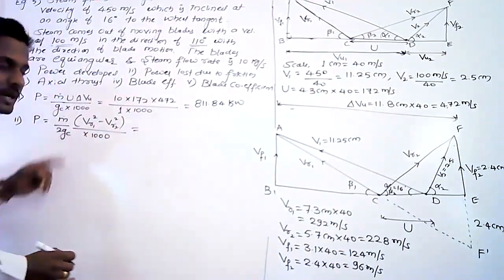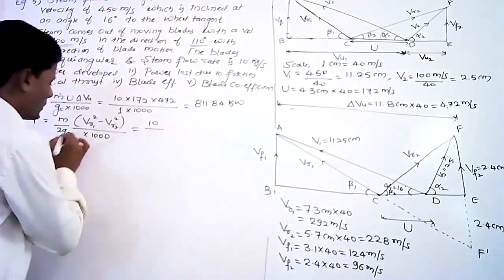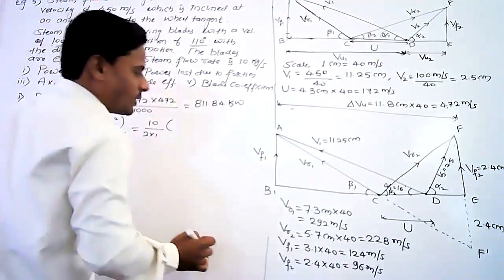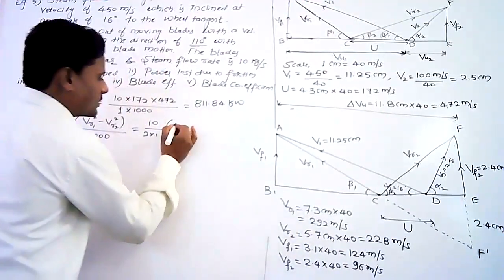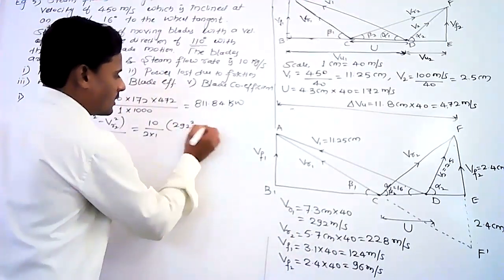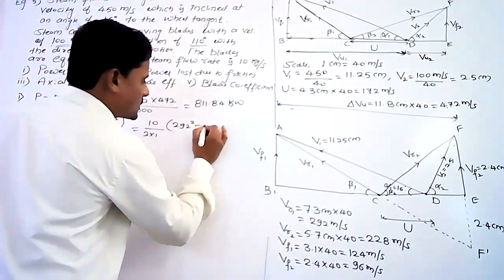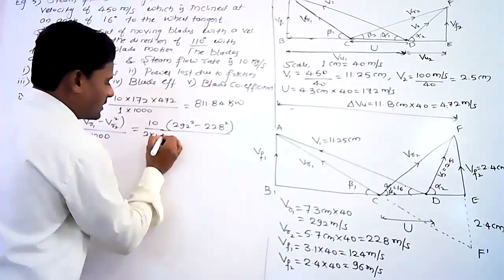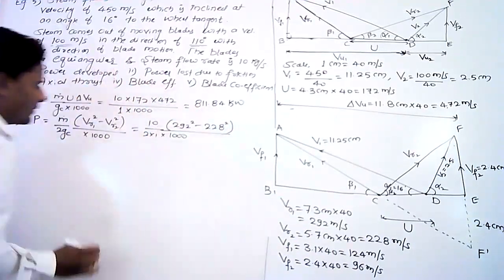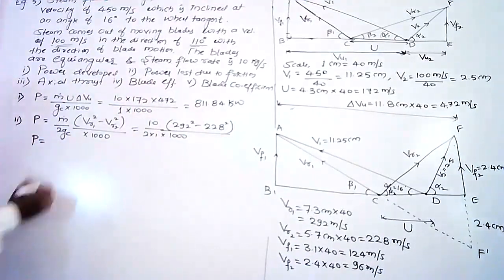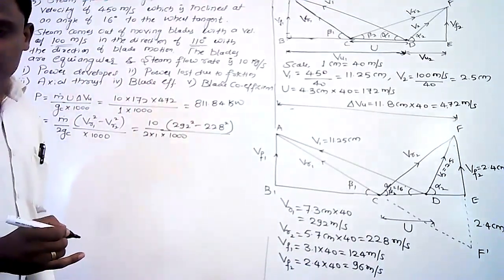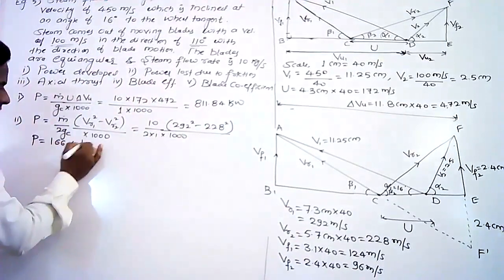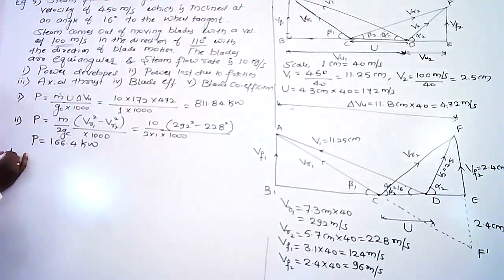So m dot is again 10 divided by 2 into 1 here into Vr1 square. Vr1 is 292 square minus Vr2 is 228 square, just divide by 1000 here, and you will get the value of power in terms of kilowatts. That is 166.4 kilowatts. 166.4, this is in kilowatts.